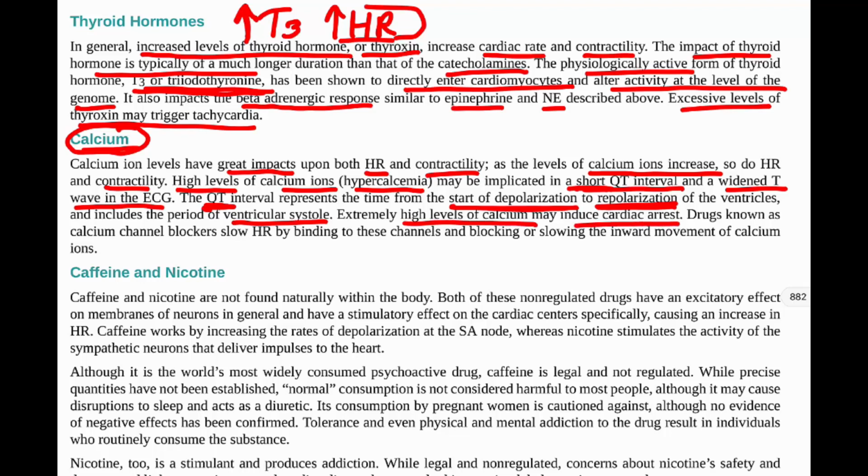Drugs known as calcium channel blockers slow heart rate by binding to these channels and blocking or slowing this calcium movement in, so that we can then have a better heart rate. So if somebody has high levels of calcium, they can take medications to bring their heart rate down by preventing this calcium from going in.